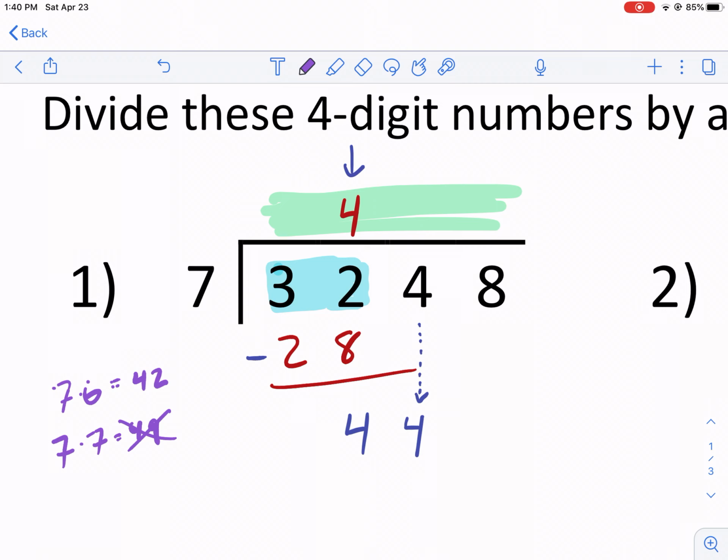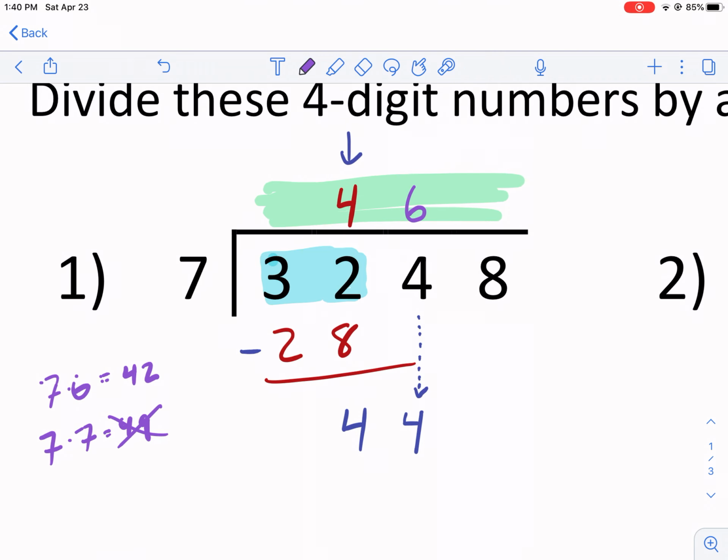So again, I write it over that number. Notice how I wrote this 4, that red 4. I wrote it not over the 3 because it doesn't go in, but it went into the 32, so I want to put it there. I dropped down that 4. That's why I put the 6 there, right here, because we're trying to see if it goes into 44. And it goes into 44, and that number is 42. So I write 42 here.